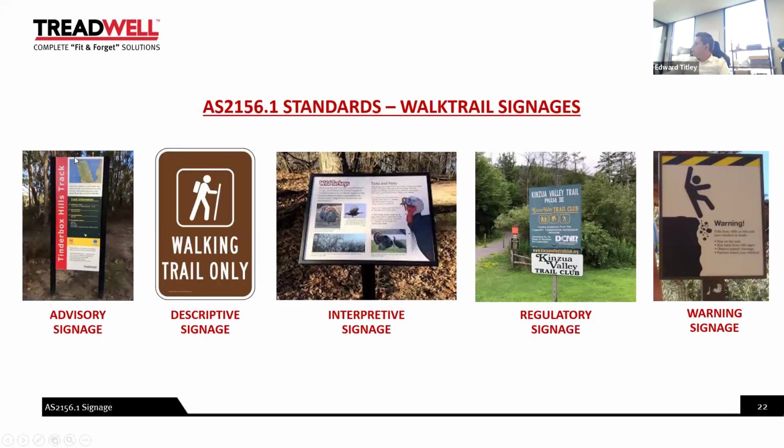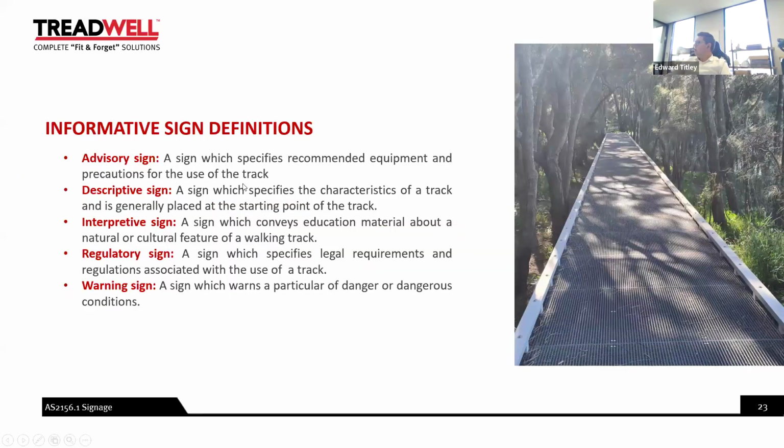So see some examples here. Advisory signage giving us a summary of the area, walking trail and all that sort of designation, as a descriptive signage. Interpretive signage telling us something about a flora or fauna that might be experienced or visible in that particular area. Regulatory signage, and then warning signage. So just some examples of those. I think they're probably fairly straightforward in regards to what these signs provide.